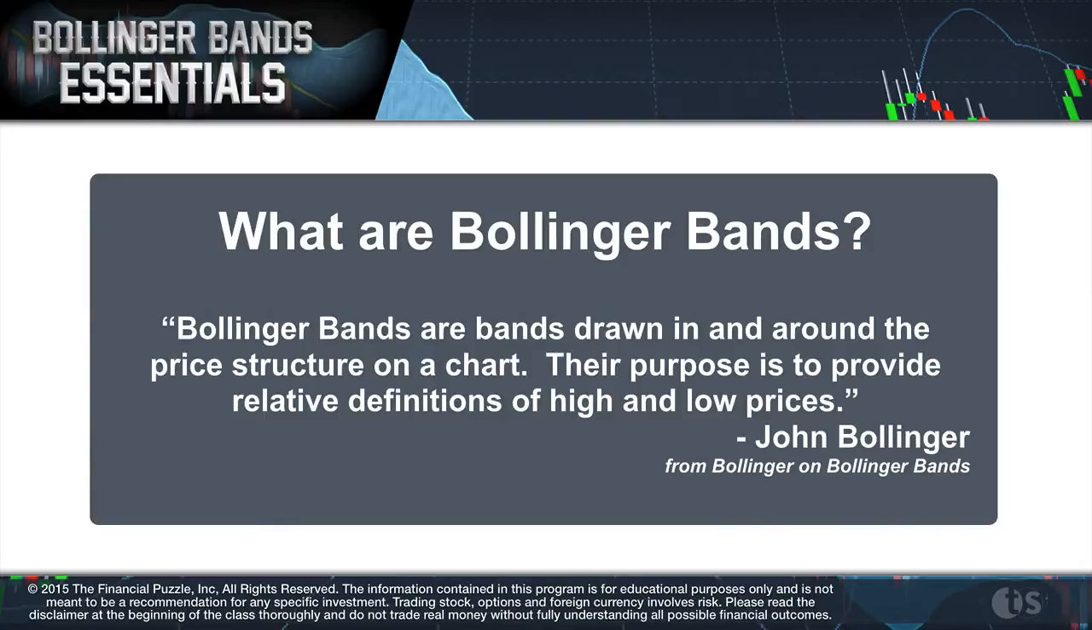What are Bollinger Bands? I think probably the best person to define that is John Bollinger himself. Here's the way he describes it. He says, Bollinger Bands are bands that are drawn in and around the price structure on the chart, and their purpose is to provide a relative definition of high and low prices. Now, that may seem a little bit ambiguous to you, especially if you're not familiar with them that much, but it's a very good description of exactly what they are. They're simply bands that are drawn around the price action of the stock so that you can get an idea relatively of the highs and the lows.